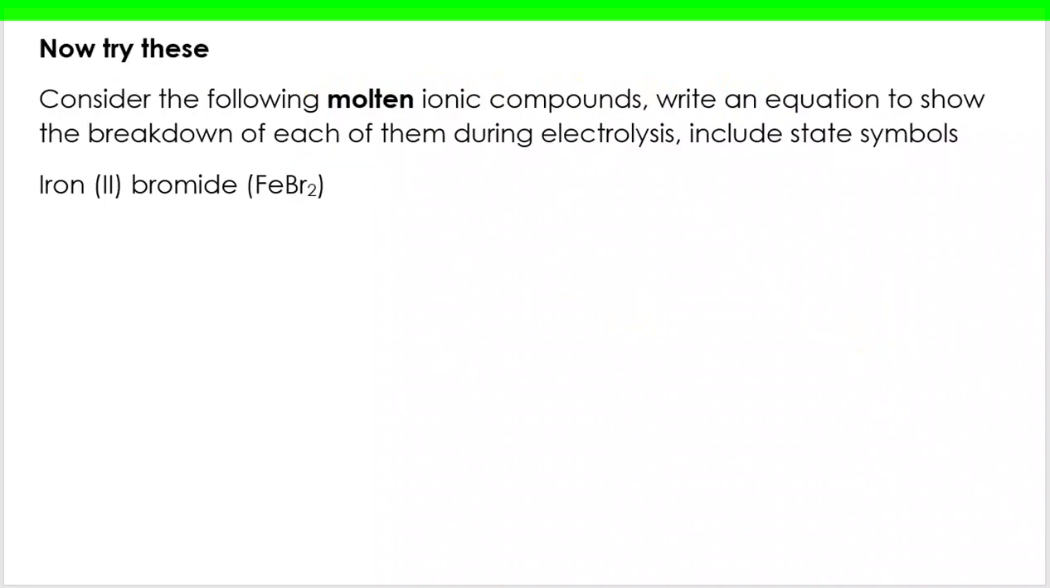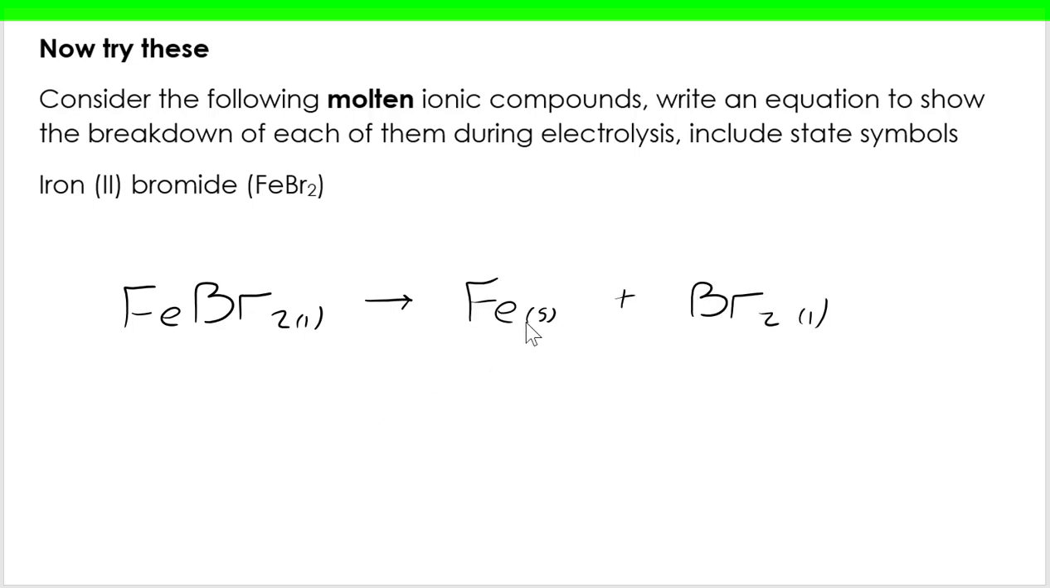So let's do some more examples of this. Let's break down iron bromide into its elements. On this one, we've got FeBr2. Once again, that's liquid. We're going to break down into iron and bromine. Fe is going to be solid because that's how it exists at standard conditions. And again, just like chlorine, bromine is a diatomic molecule. It exists in pairs. Bromine is also one of very few elements that are liquid at room temperature, so the state symbol should reflect that.